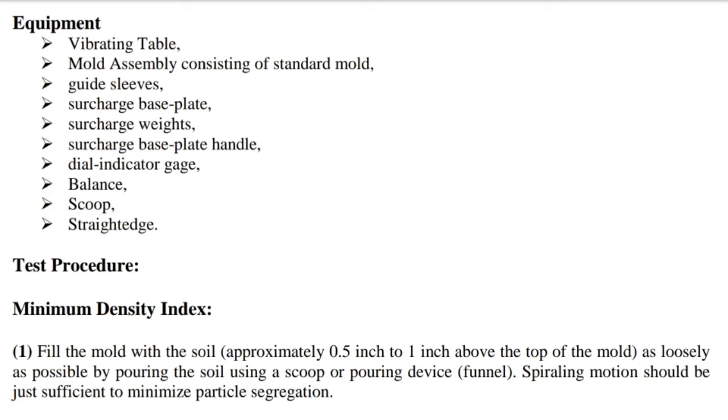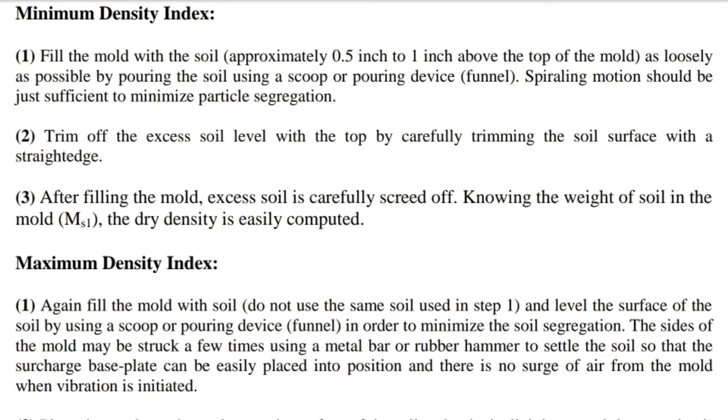Test procedure: minimum density index. 1. Fill the mold with the soil approximately 0.5 inch to 1 inch above the top of the mold as loosely as possible by pouring the soil using a scoop or a pouring device. Funnel spiraling motion should be just sufficient to minimize particle segregation. 2. Trim off the excess soil level with the top by carefully trimming the soil surface with a straight edge. 3. After filling the mold, excess soil is carefully scraped off. Knowing the weight of soil in the mold, MS1, the dry density is easily computed.